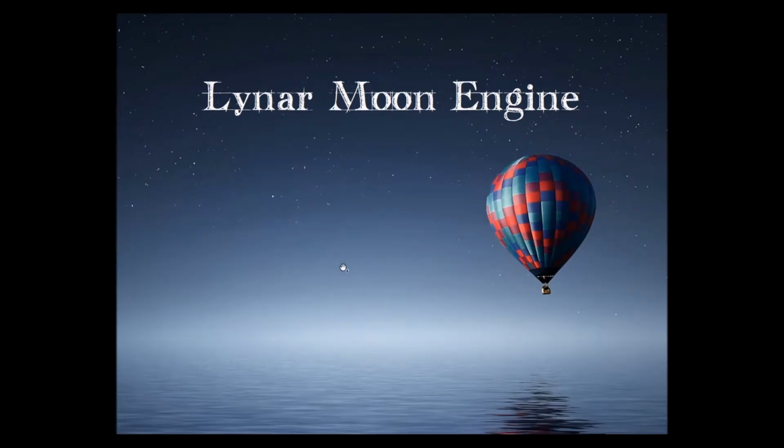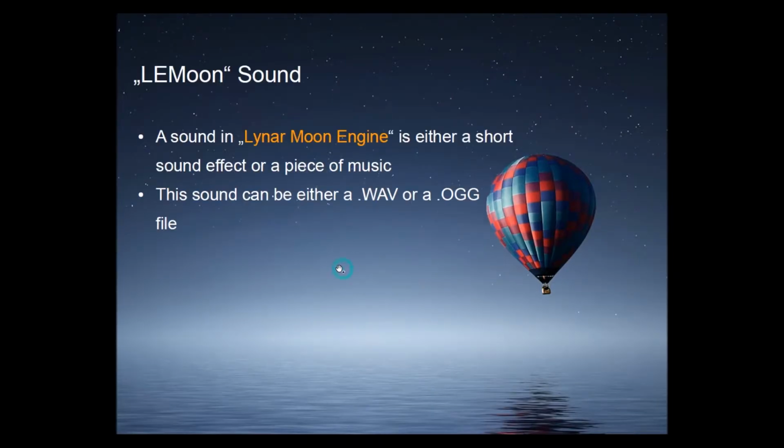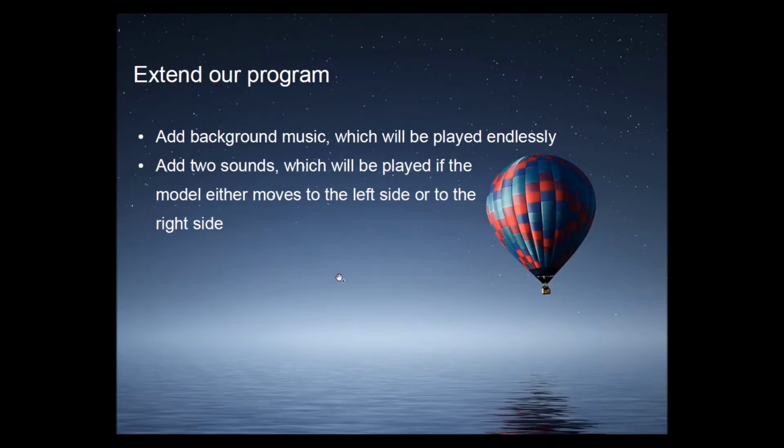Hey! In this video we will talk about sounds. And a Lunar Moon Engine sound is either a short sound effect or a piece of music. And this sound can be either a WAV file or an OGG file. So again, we will extend our program by adding background music, which will be played endlessly. And then we will add two sounds, which will be played if the model either moves to the left or to the right side.